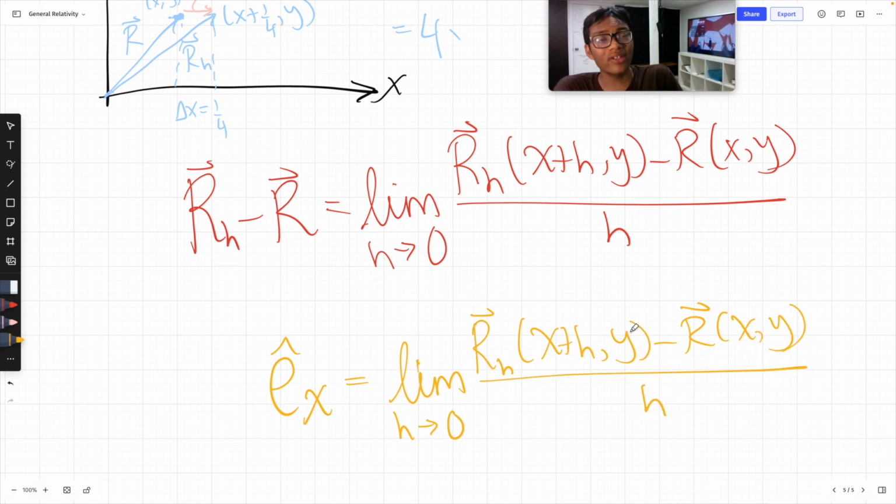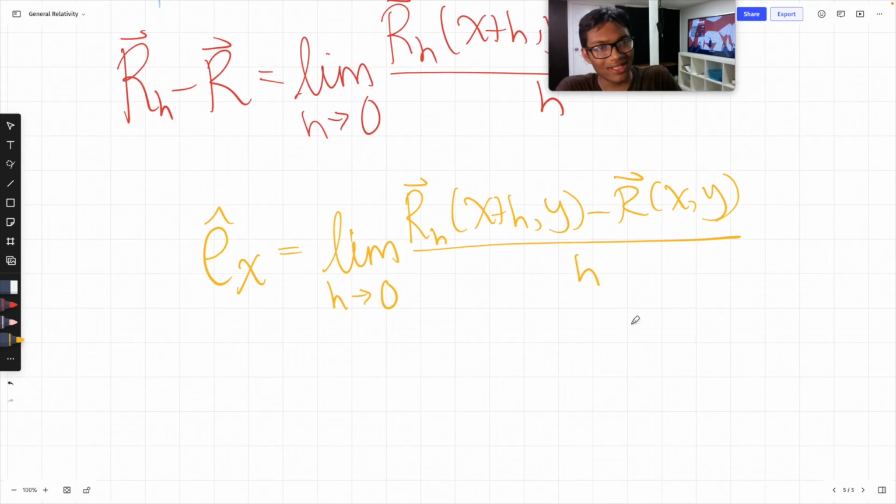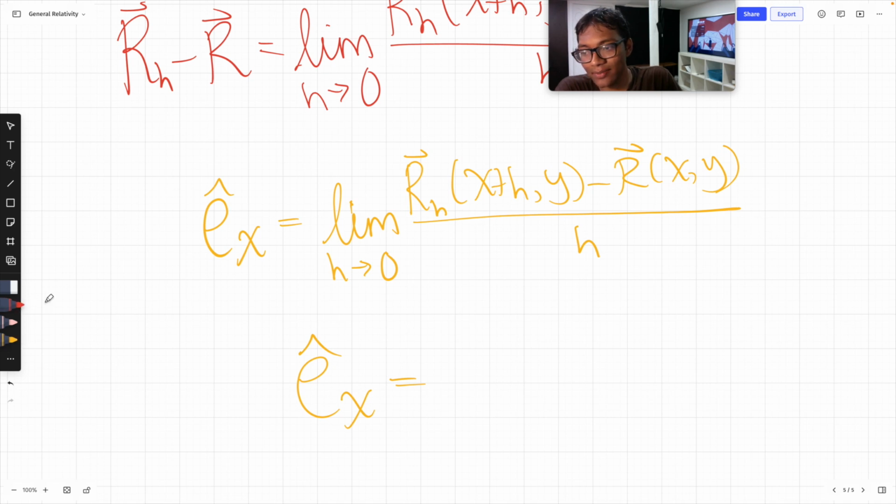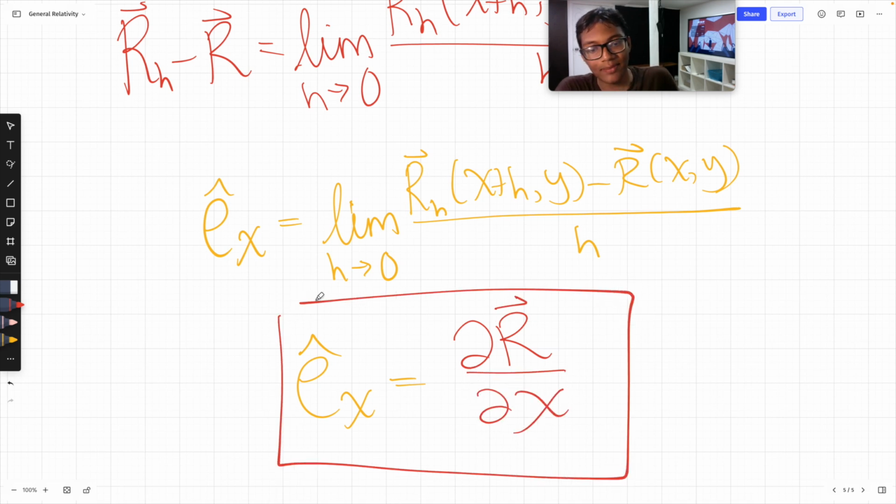And what is r? r is just some kind of a position vector. And so now, what is this limit if not a derivative? So our basis vector e sub x, our basis vector in the x direction, can just be framed as the partial derivative. Let's make sure I get this right. The partial derivative of r with respect to x. Okay, that's the big idea.